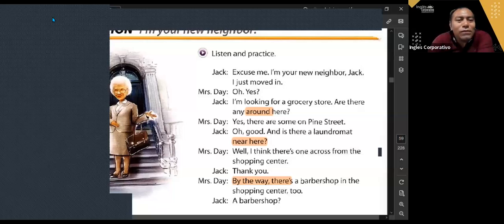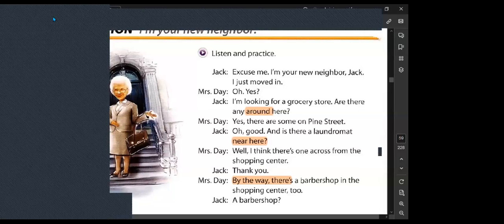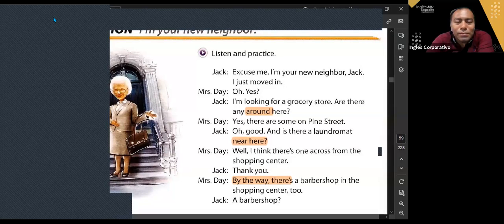Okay, ahora empieza Rosa Feliciana y Noé is Mrs. T. Okay, ¿está bien, Noé? Okay, empieza Rose.